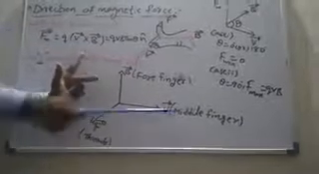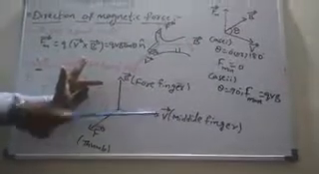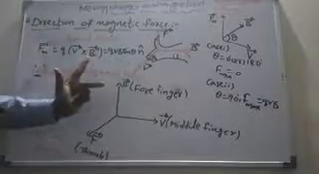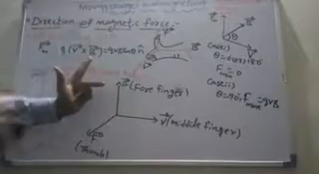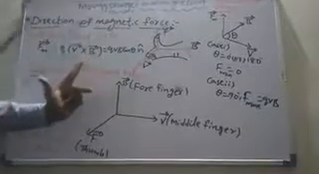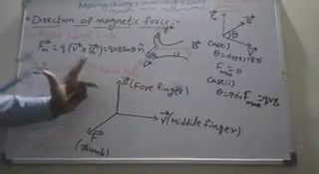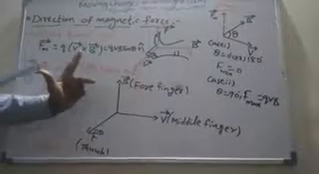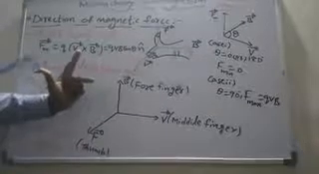Positive charge means the current is along the same direction. The central finger, the middle finger, is the current. And the thumb represents the direction of the magnetic force acting on the charged particle.